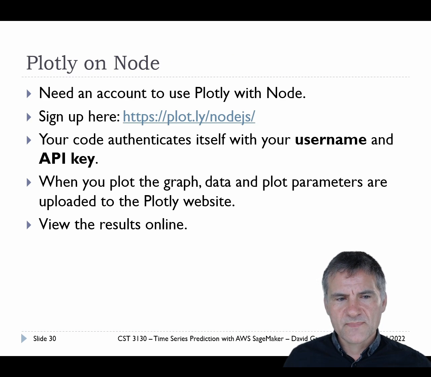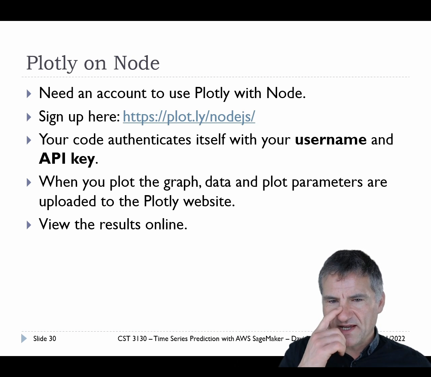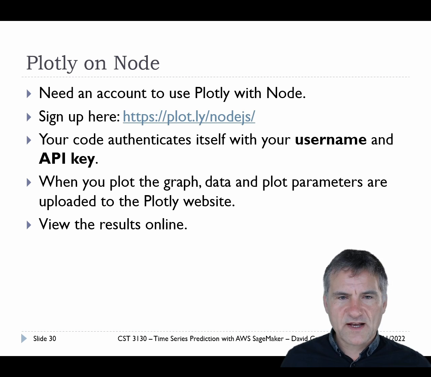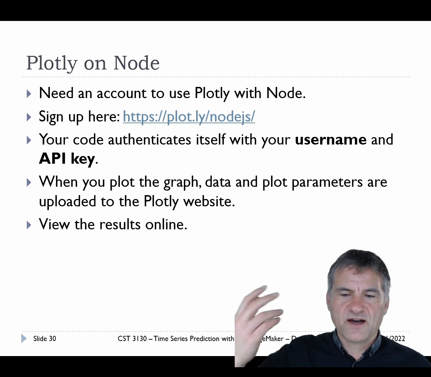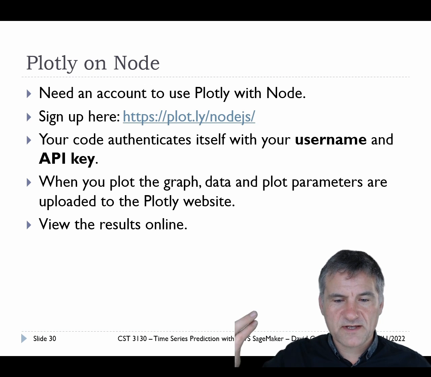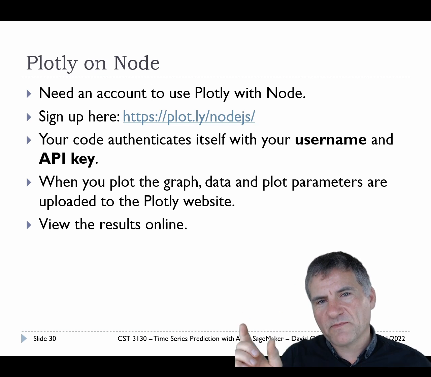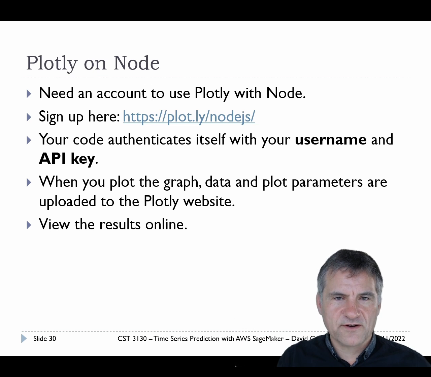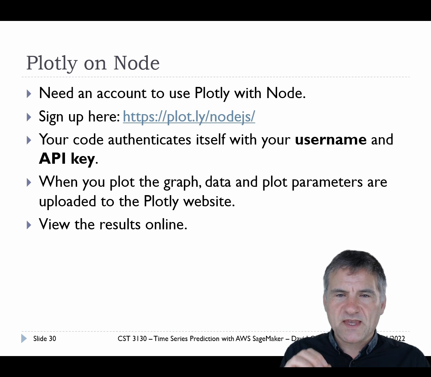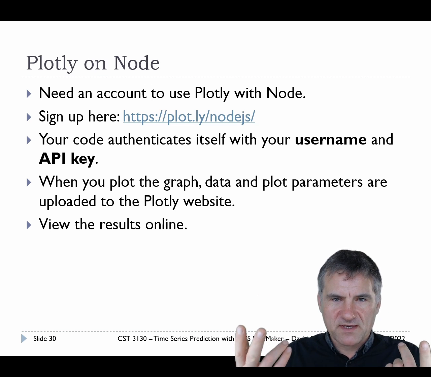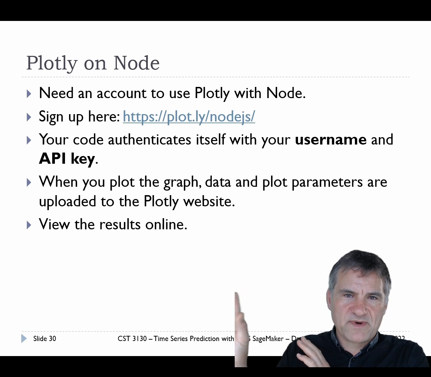So the way we can use Plotly on Node is we sign up for an account. Then you write some code that says plot the graph using Plotly, and this code authenticates itself with your username and your API key, which you get by signing up. Then when you plot the graph, the graph data and the parameters for that plot are uploaded to the Plotly website, and it outputs a link, and you can click on that link to see your graph. So even though you're just working within console space, if you like, with Node, it'll be able to upload the plot to the cloud, and then you can see that plot by clicking on a particular link.